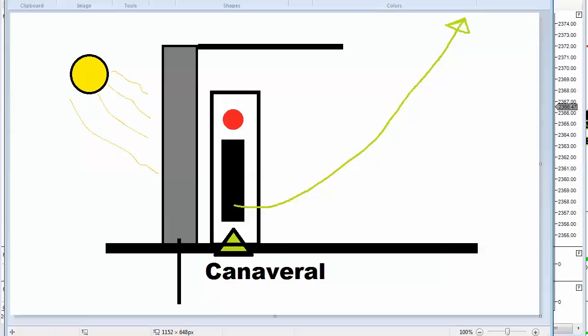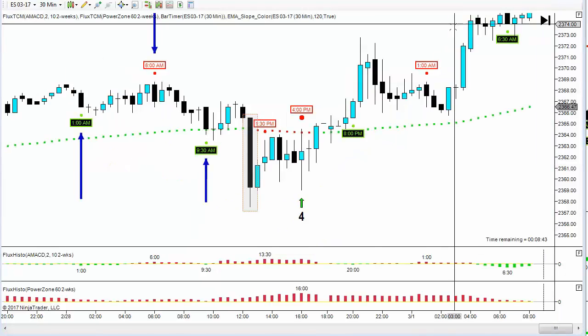All of that to say, if you learn this pattern, it'll be very useful for you. We'll call it out in our live session here in just a few minutes after the open.